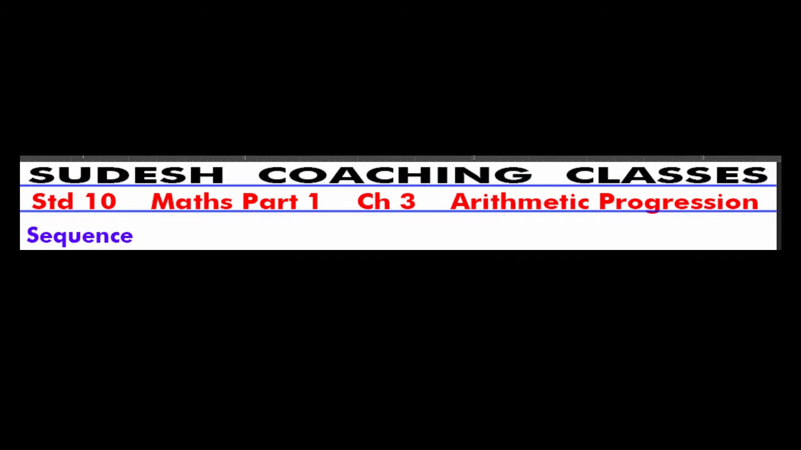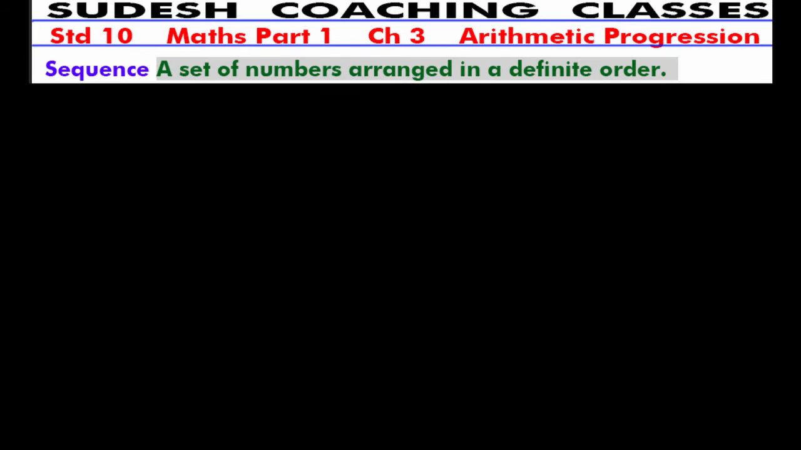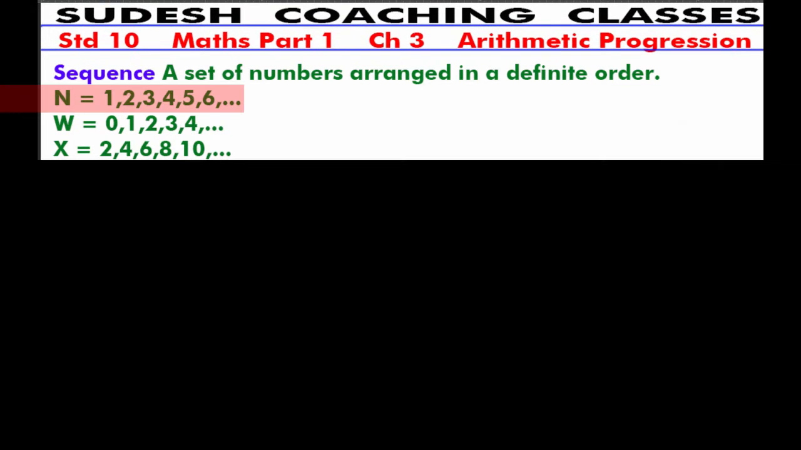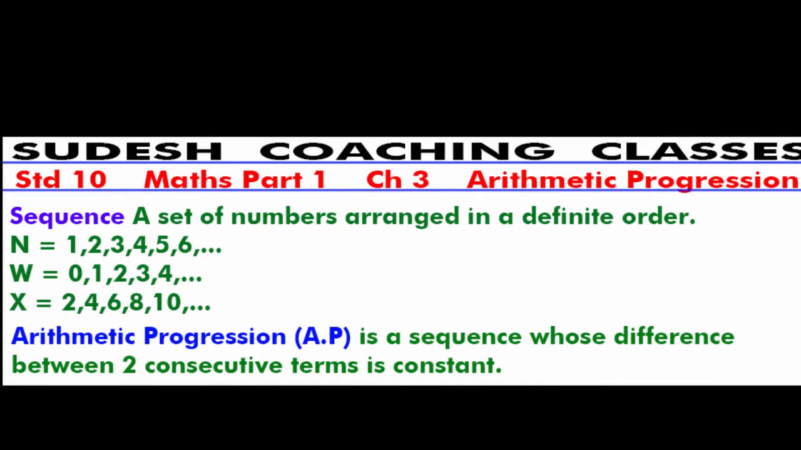Today we are going to learn what is a sequence. A sequence is a set of numbers arranged in a definite order. For example, n is equal to 1, 2, 3, 4, 5, 6, or w is equal to 0, 1, 2, 3, 4, or x is equal to 2, 4, 6, 8, 10. So there are a variety of sequences. Okay, let's take an example of one.